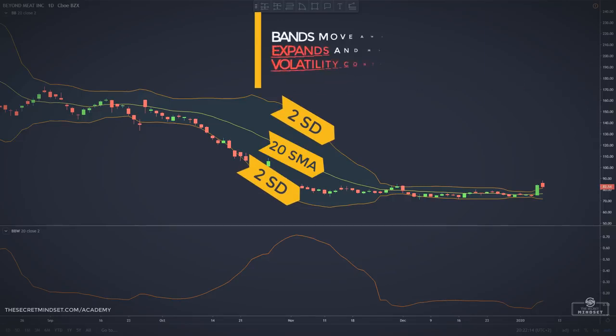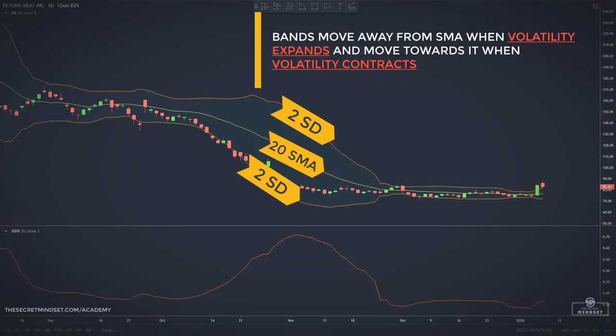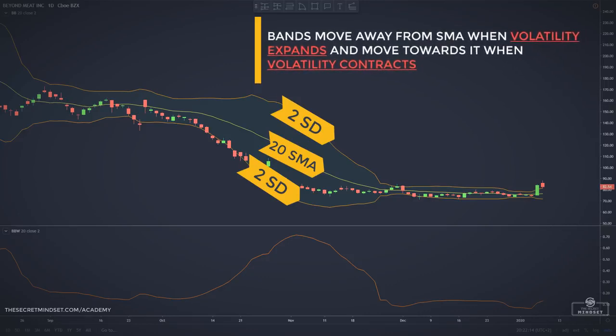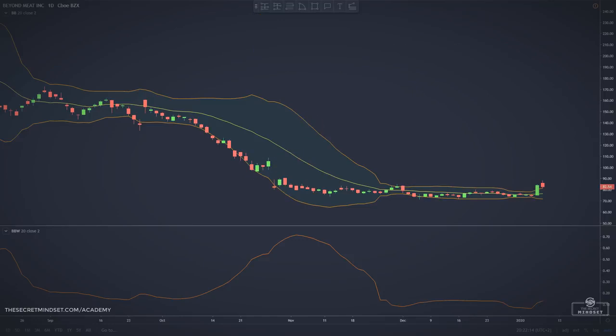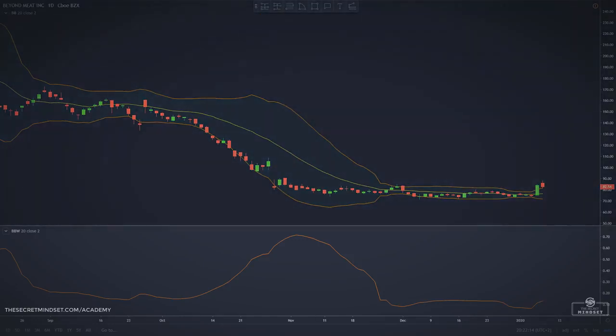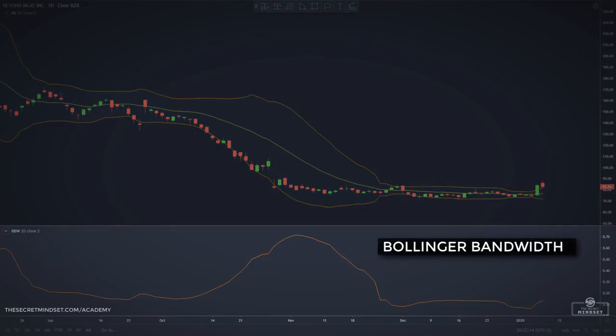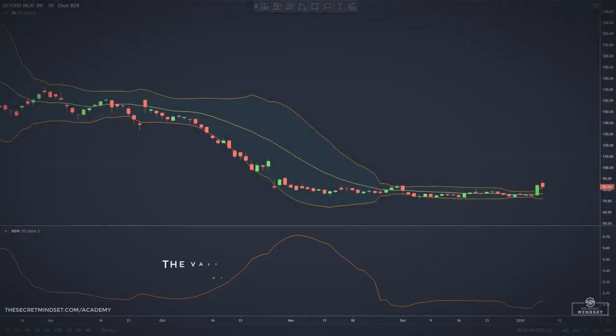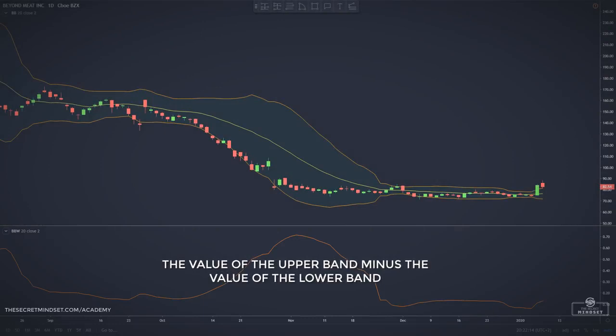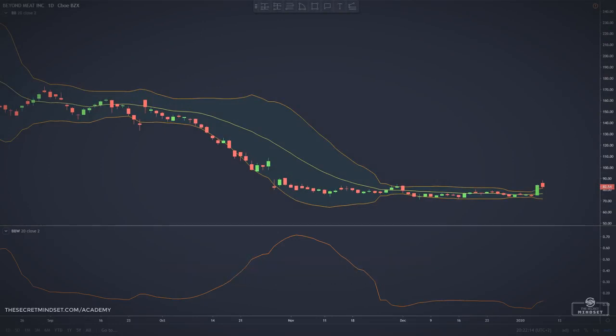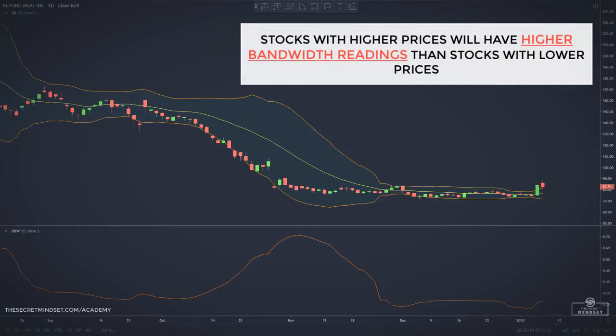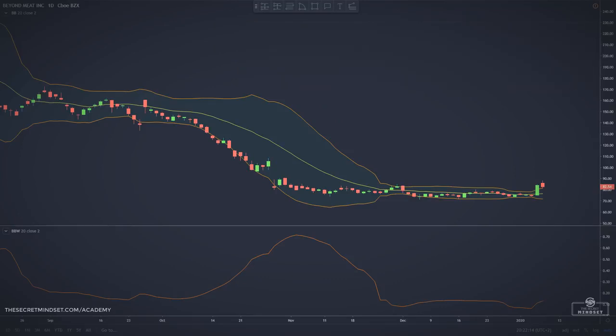The bands move away from the moving average when the volatility expands and move towards the moving average when the volatility contracts. There is also an indicator for measuring the distance between the Bollinger Bands, and this indicator is called Bollinger Bandwidth, or just the bandwidth indicator. It is simply the value of the upper band minus the value of the lower band. Understandably, stocks with higher prices tend to have higher bandwidth readings than stocks with lower prices. Keep in mind this detail when using the indicator.